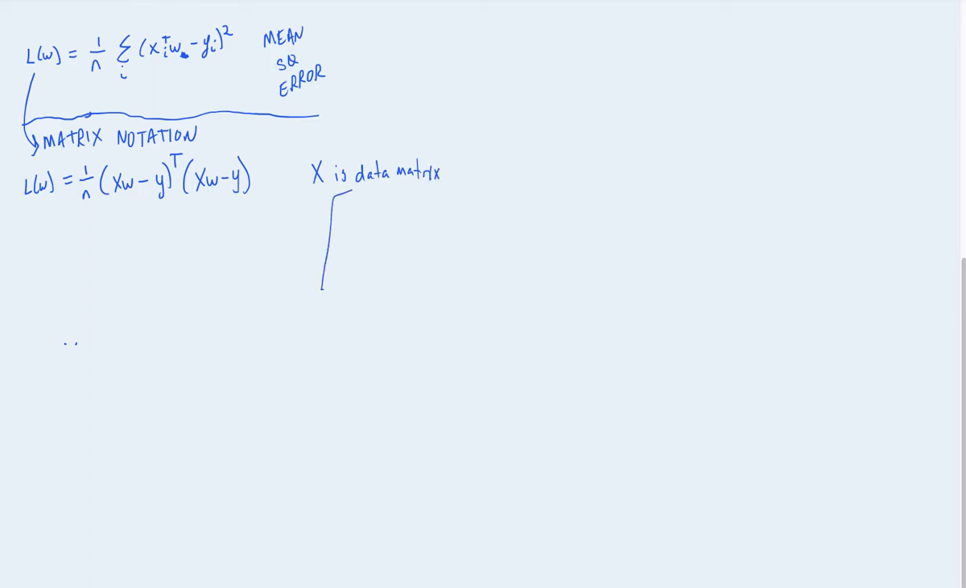And it looks like this. Each data point is a row in the matrix. And our vector w is the same w. It's an m-dimensional vector. And y is all the y's in our data set.